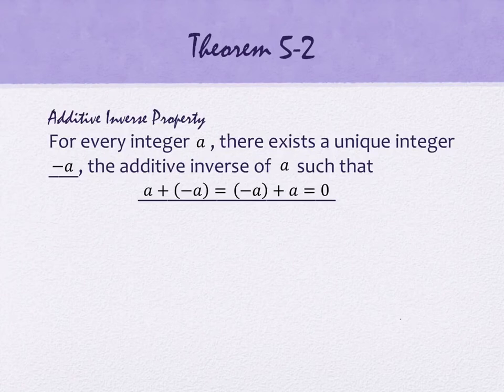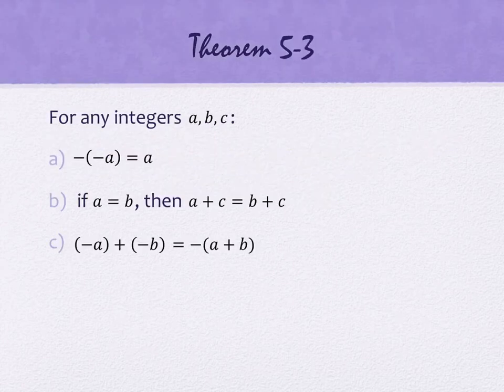Another theorem that we get, another property, is in theorem 5.3. Talking about numbers, if we have 2 negatives, so like negative negative a, we would say this is the opposite of negative a. That's equal to a.